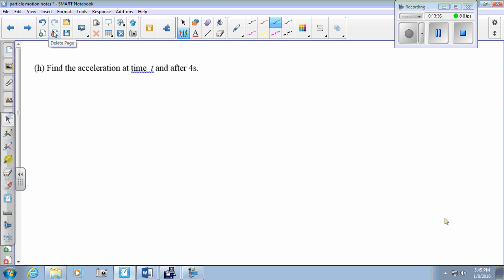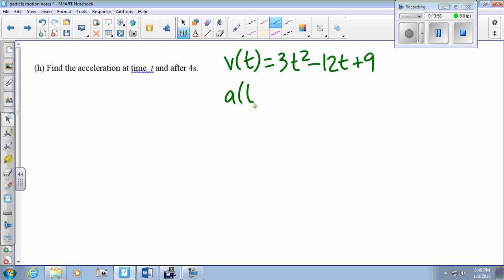Okay, the next thing we're going to talk about then is acceleration. Acceleration, keep in mind, is the derivative of velocity. And our velocity equation was 3t squared minus 12t plus 9. So to find the acceleration, we're going to have to take the derivative. The derivative of 3t squared is 6t, the derivative of 12t is 12, and the derivative of 9 is 0.